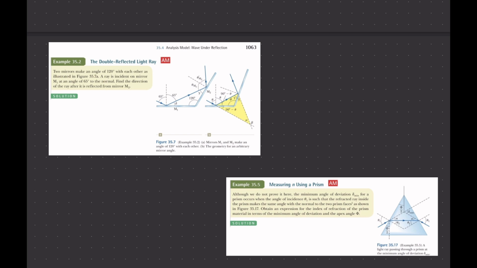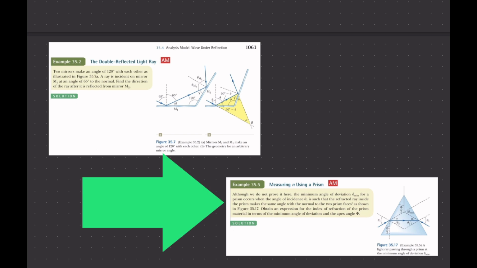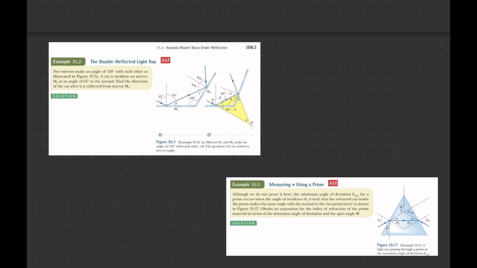Problem 35.5. Measuring n using a prism. Although we do not prove it here, the minimum angle of deviation delta min for a prism occurs when the angle of incidence theta 1 is such that the refracted ray inside the prism makes the same angle with the normal to the two prism faces, as shown in figure 35.17. Obtain an expression for the index of refraction of the prism material in terms of the minimum angle of deviation and the apex angle phi.